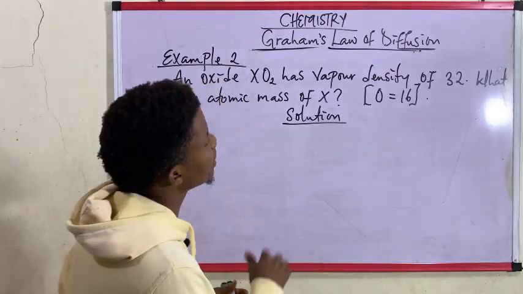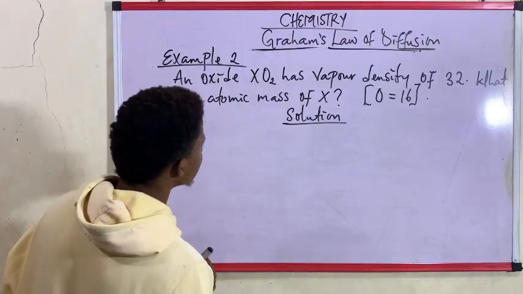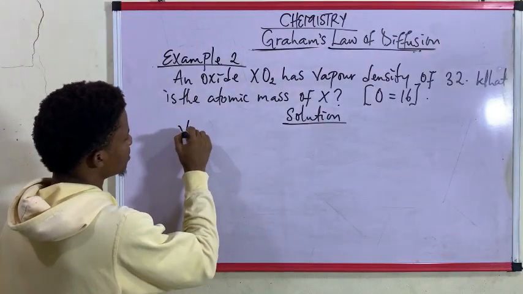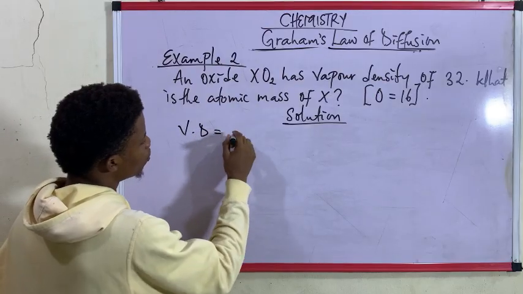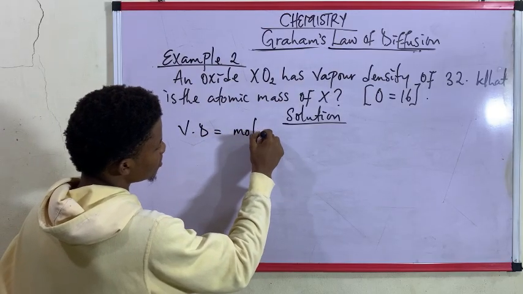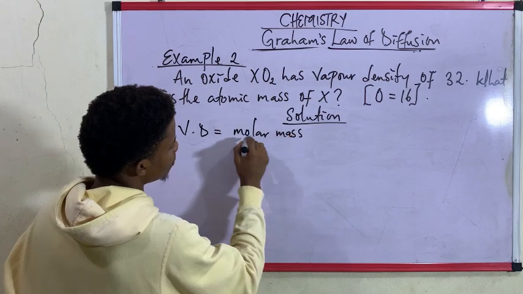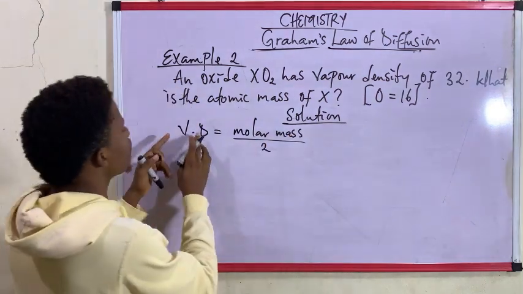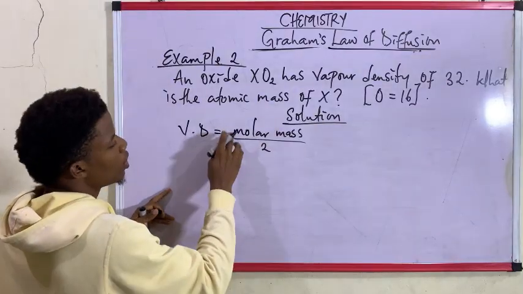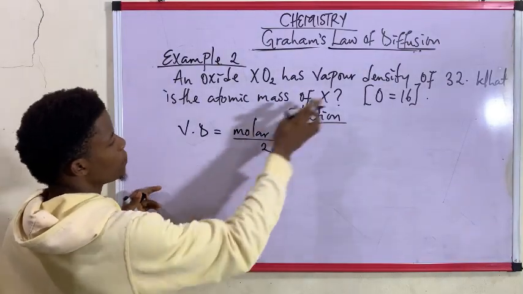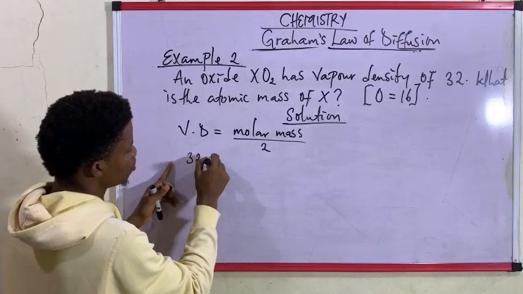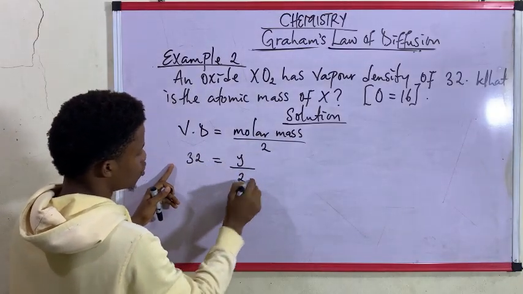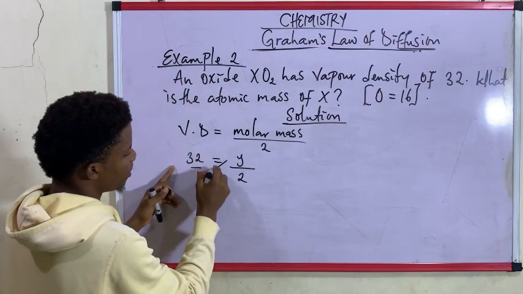So now we're given vapor density. Please note that vapor density is equal to molar mass divided by 2. All right. So if we're given vapor density to be 32, how do we get the molar mass? Just input your vapor density. Here we have 32 equals the molar mass, let's just call it y, all over 2.